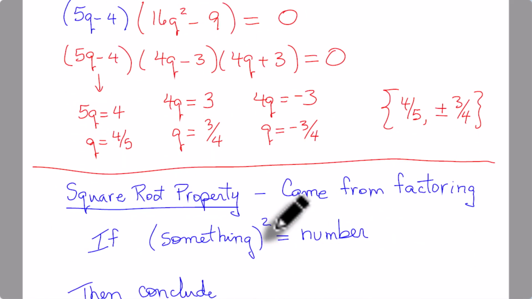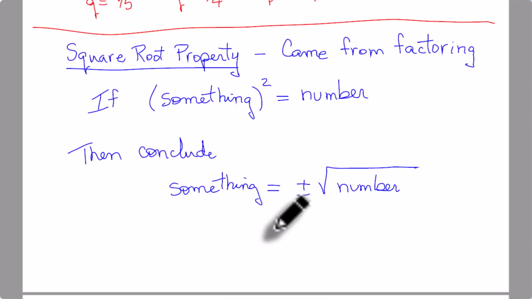Let's look at this thing called the square root property. So again, it says, if my problem looks like something squared equals a number, it's got to look just like this, then I can conclude what? What can I conclude? I can conclude I get the something back, no squaring, I get a plus or minus, and I get the square root of whatever number was there. All right, let's take a look.